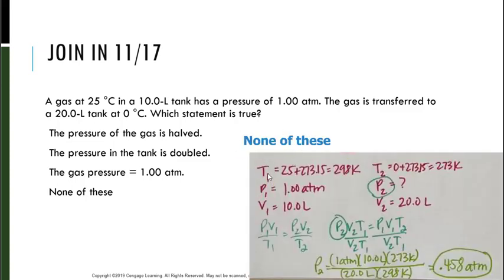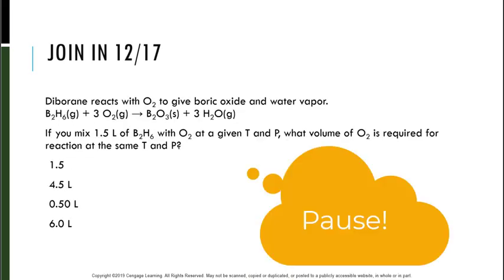When I used the combined gas law, I was given temperature, pressure, volume, and I needed to find the pressure to see what happened to it. When I found the pressure, I got 0.458, which would not be any of those options. Pause here.